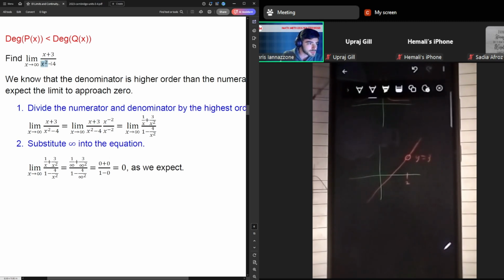So the basic rule is, if degree of denominator is bigger than degree of numerator, don't do any work, just say the limit is 0, because it'll always be 0.